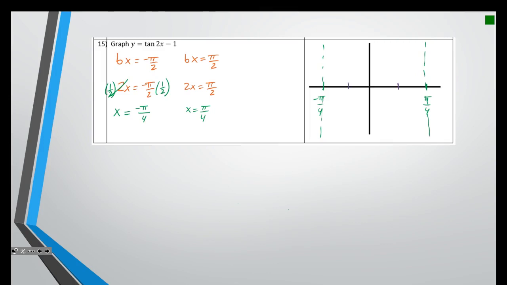And now we need to find those middle numbers. So remember, to find these middle numbers, we are dividing the asymptotes in half. But because this already has a denominator, it's easier to think about multiplying the denominator by 2. That's the same thing as dividing, as taking half of it. So the middles are going to become negative pi over 8 and positive pi over 8.